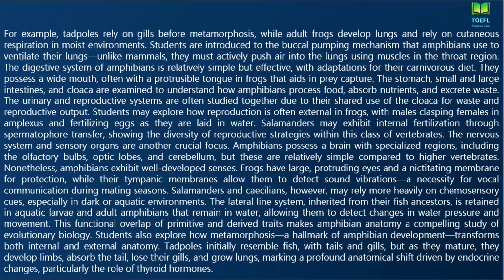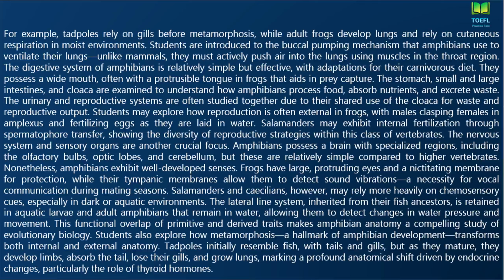The urinary and reproductive systems are often studied together due to their shared use of the cloaca for waste and reproductive output. Students may explore how reproduction is often external in frogs, with males clasping females in amplexus and fertilizing eggs as they are laid in water. Salamanders may exhibit internal fertilization through spermatophore transfer, showing the diversity of reproductive strategies within this class of vertebrates.